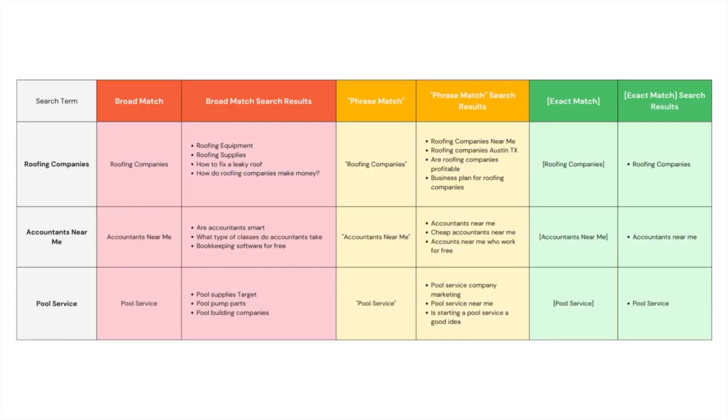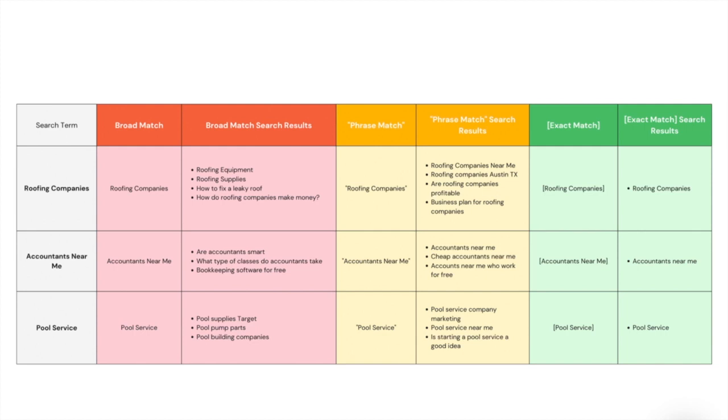We are going to go through all of the different kinds of keyword match types that Google Ads has to offer. I created this diagram, and on the left column you'll see search terms: roofing companies, accountants near me, and pool service. Then we have the different types of keyword match types: broad match, phrase match, and exact match. Let's erase this and start with broad match.